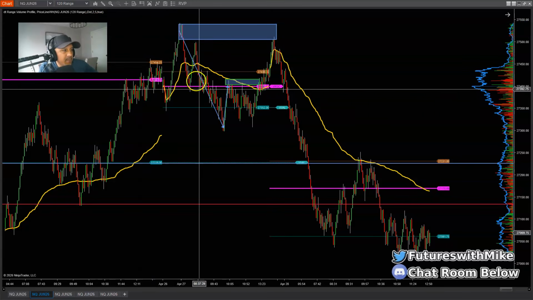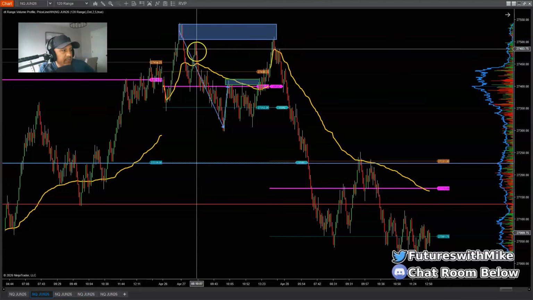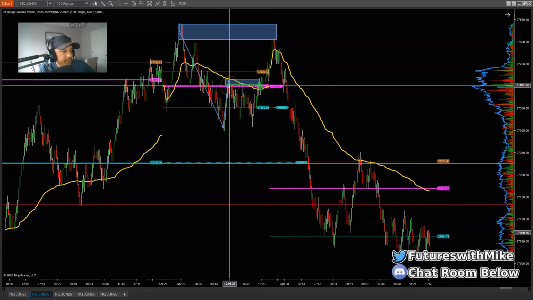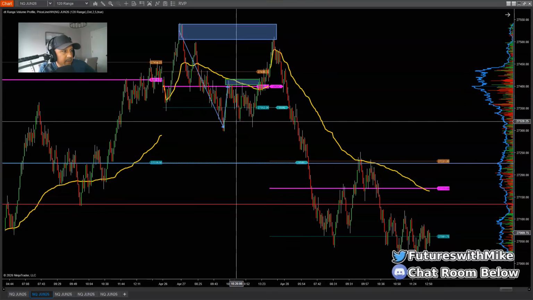Okay, the market pushes lower, breaks structure below that low right there. We're bearish. We made a new low, a lower low. Then the market pushes back to the upside, pulls back, pushes back again.